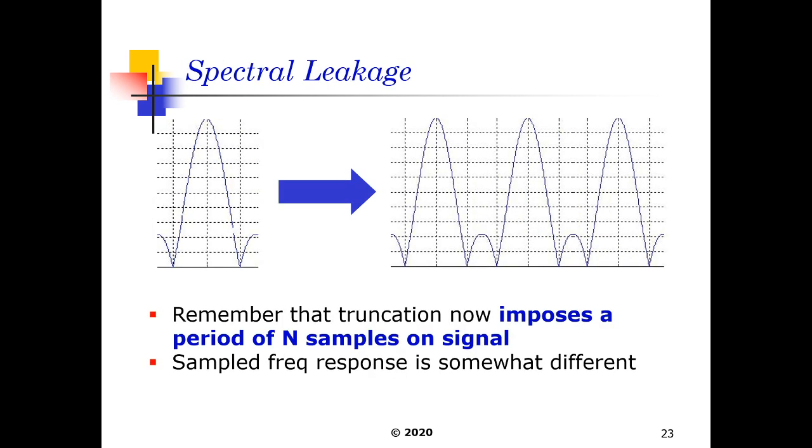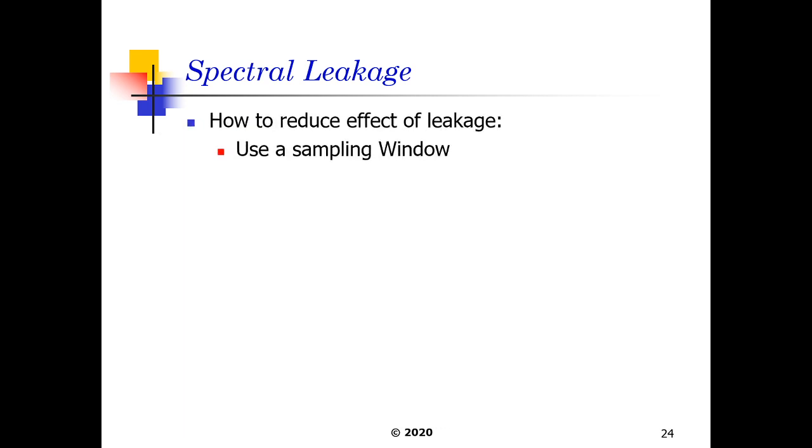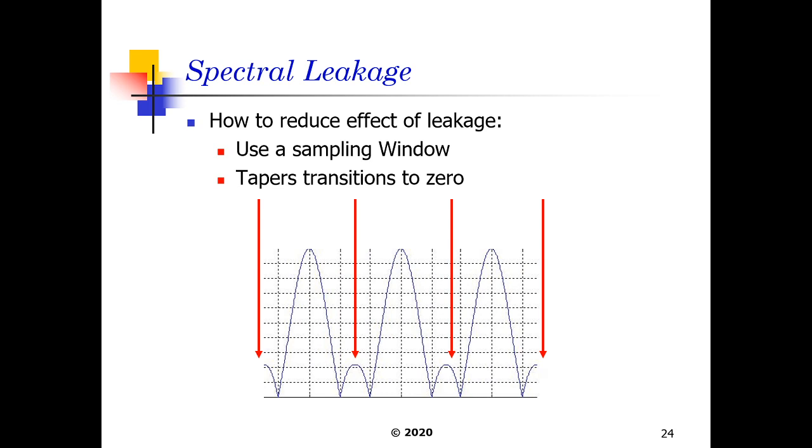Now when doing this truncation, remember this imposes a period of N samples on the signal. And as such, this imposed period means that the sampled frequency response is going to be somewhat different. This is referred to as spectral leakage, which we did a few lectures back. To reduce the effect of the leakage, we use a sampling window, and we saw that there are different sampling windows that we can use to mitigate the effect of spectral leakage. And these taper the transitions to 0. So those sidebands that we observe, when we have specialized windows, it mitigates the additional frequency effect for those sidebands.